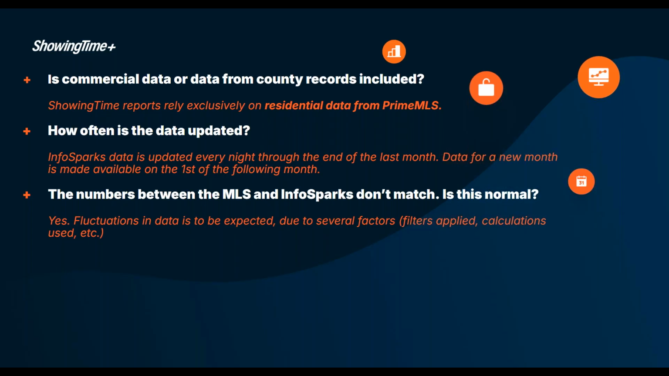Big question we get, the numbers in Paragon and InfoSparks don't match. If you come across this, which you probably will if you look at inventory counts in Paragon and then compare InfoSparks and they're different, don't fret, that's to be expected. There's a lot of things happening behind the scenes: filter differences, calculation differences. Just keep in mind, if you see a bit of a variation between the data in Paragon and InfoSparks, it's normal. If anything looks out of the ordinary though, like off by hundreds, please reach out to PrimeMLS and they will contact us and we will work with our data team to get you a response.